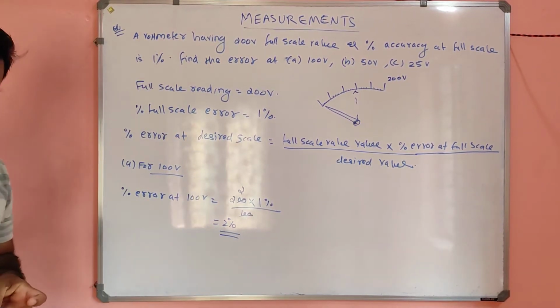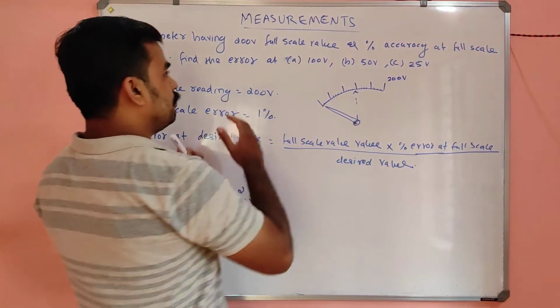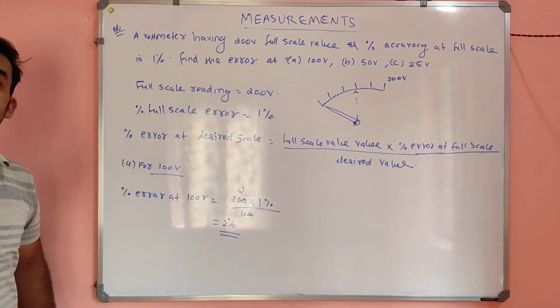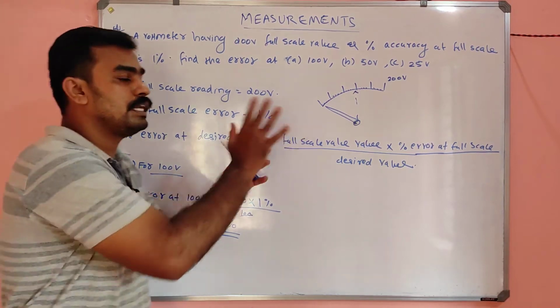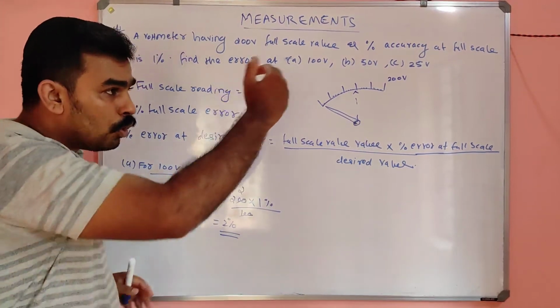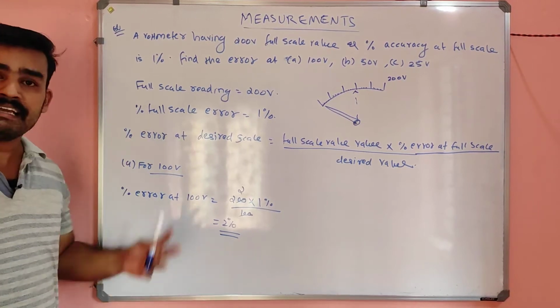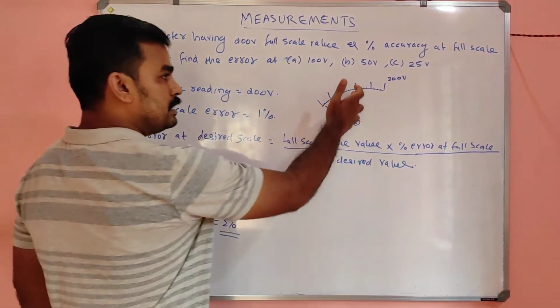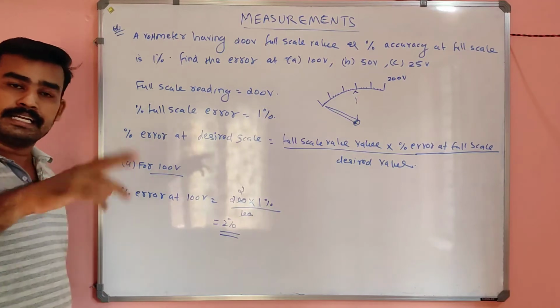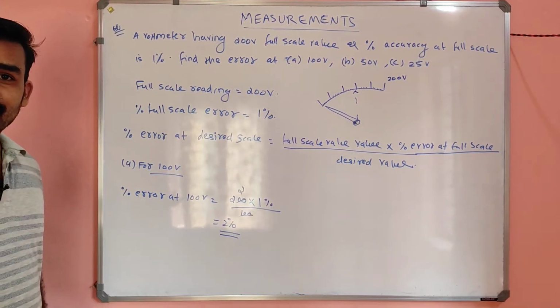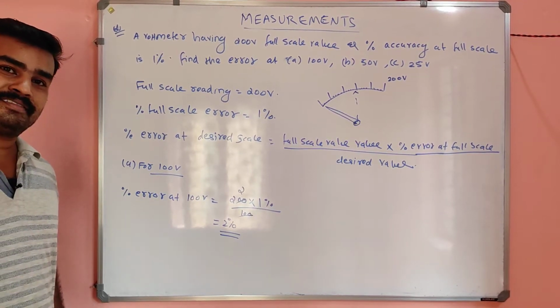So what is the conclusion from that? The meter has the least error at its full scale reading only. For lower values of reading, the error will be what? Proportionally increasing. For 50% of the reading, the error is double. The error is double. Is it clear?